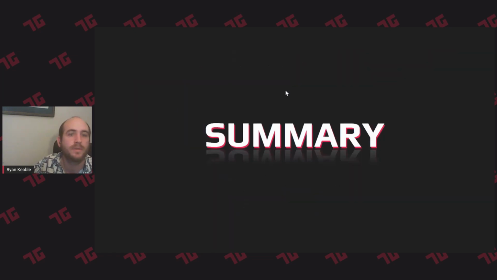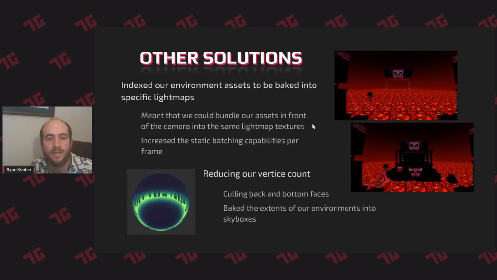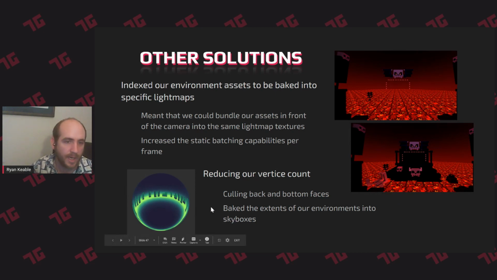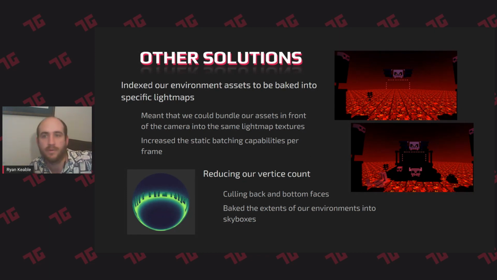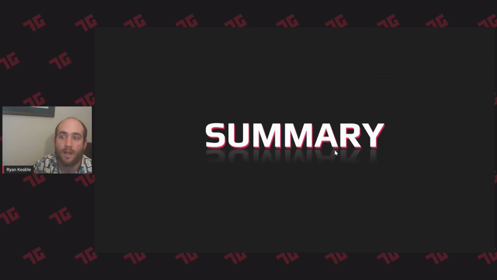We also had to reduce our vert count quite significantly, and we did this by culling the back and bottom faces of objects where we could, but also by baking the extents and boundaries of our environments into skyboxes. So all the buildings at the back of the mall are actually baked into a skybox, using Unity's environmental reflection probes as well to generate those cube maps, and that was really handy.